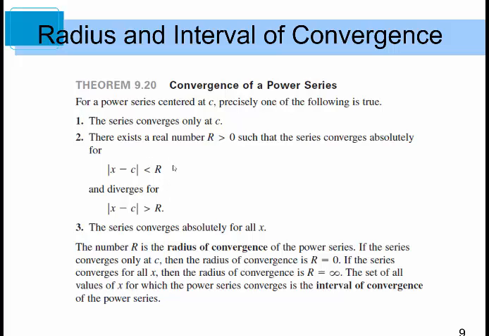So the number r there is the radius of convergence of the power series. If the power series converges only at c, then the radius of convergence is 0. If the power series converges for all x, then the radius of convergence is r equals infinity. The set of all values of x for which the series converges is the interval of convergence of the power series.